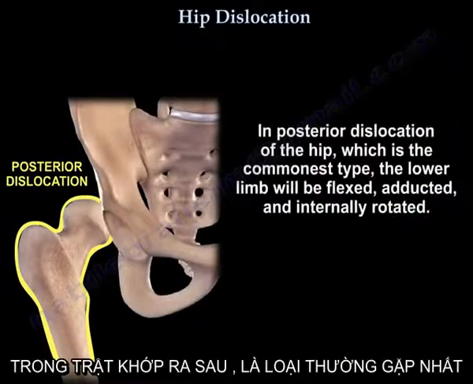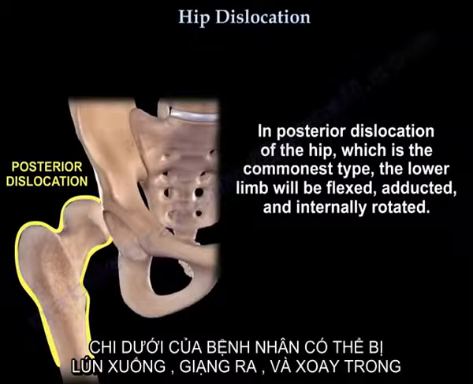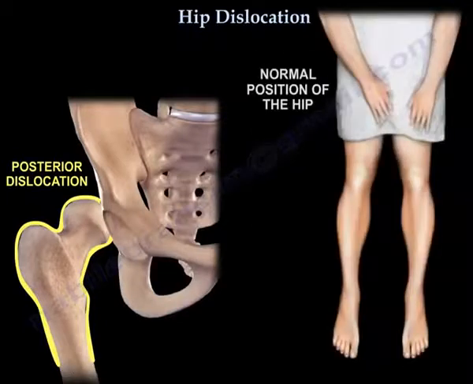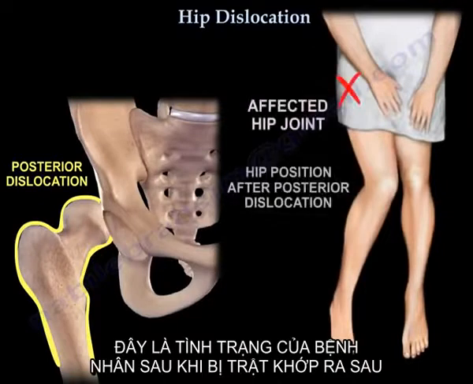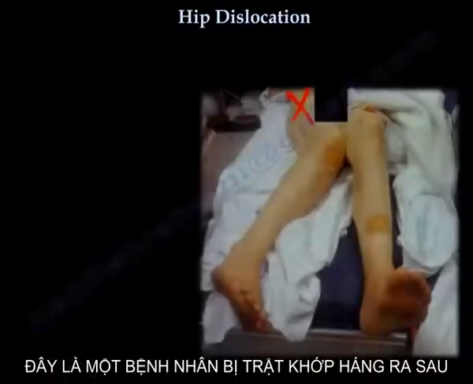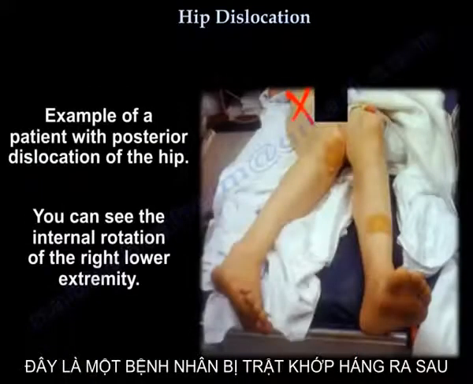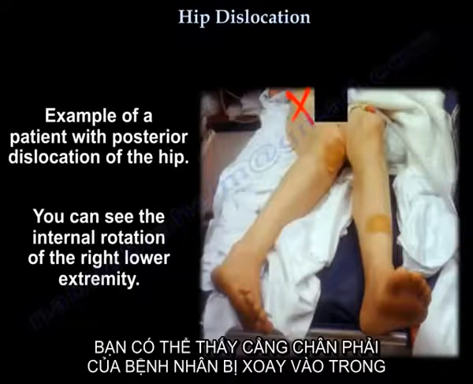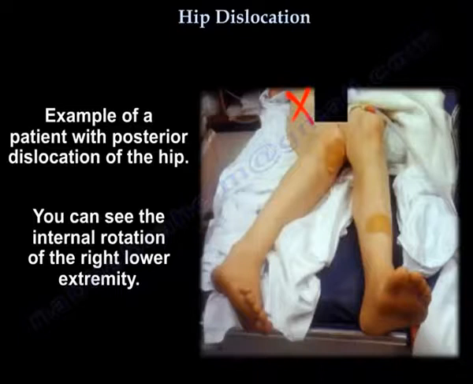In posterior dislocation of the hip, which is the commonest type, the lower limb will be flexed, adducted, and internally rotated. Here is a normal position of the hip. Here is position of the hip after posterior dislocation. Here is a patient with posterior dislocation of the hip. You can see the internal rotation of the right lower extremity.